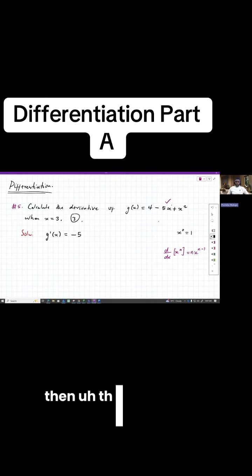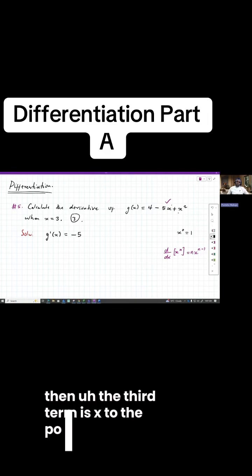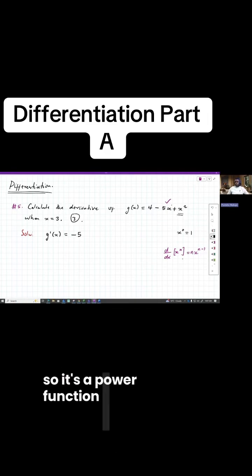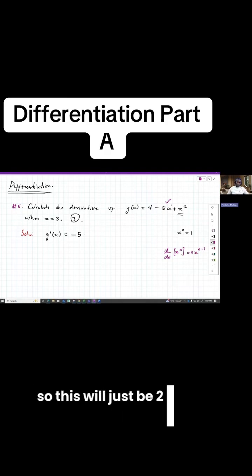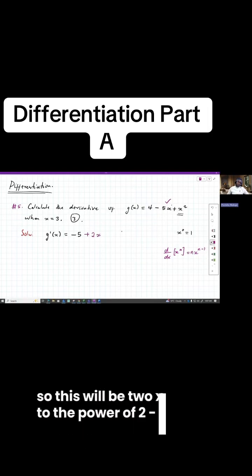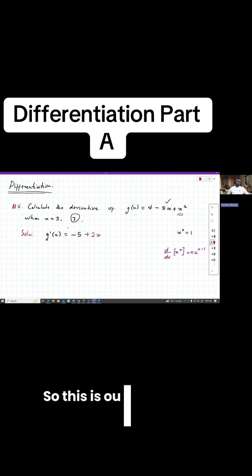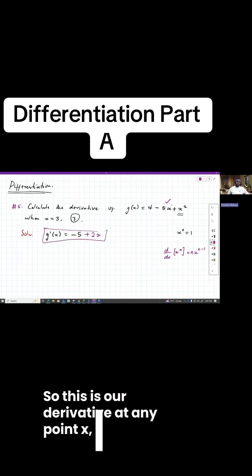Then the third term is x to the power of 2, so it's a power function. We can still apply the normal power rule there. So this will just be 2 times the coefficient, which is 1. So this will be 2x to the power of 2 minus 1, which is 1. So this is our derivative at any point x.